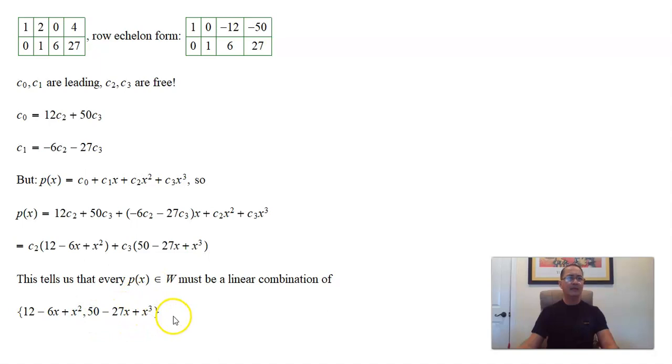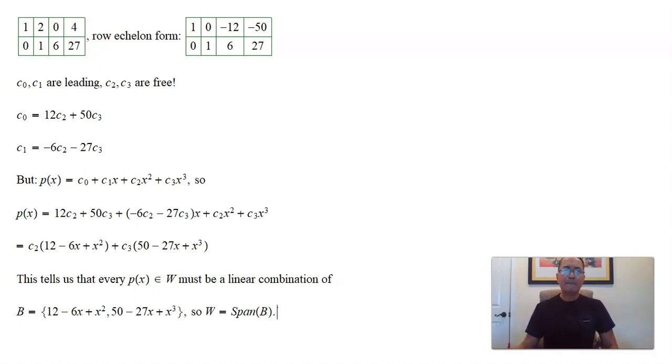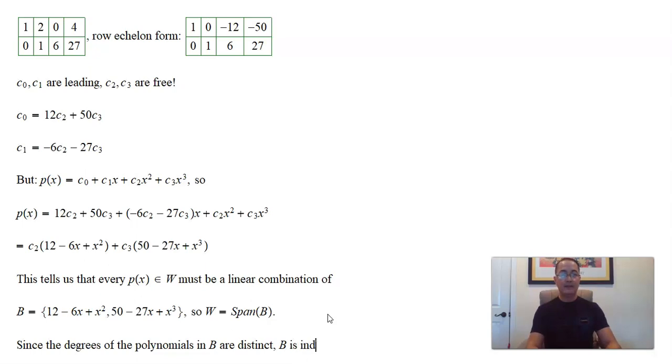Oh, wait a minute. This gives us the spanning property. So let's call that B. Wonder why we're calling it B. So W is the span of B. The degree of this polynomial is 2. The degree of this polynomial is 3. They're different. So this set is linearly independent, since the degrees of the polynomials in B are distinct. B is independent.